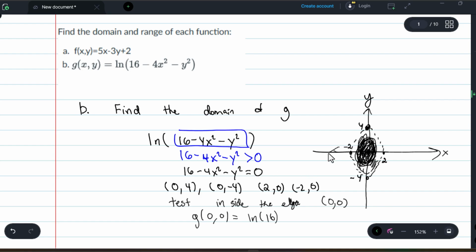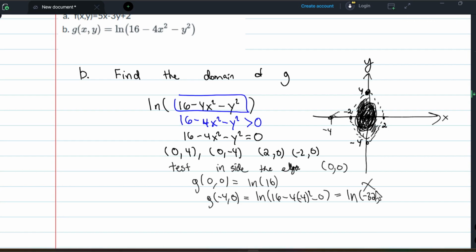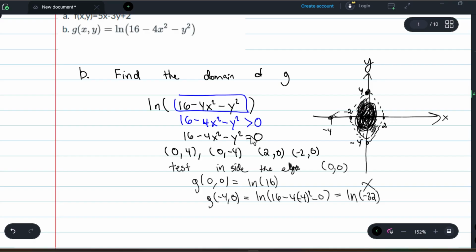Once I cross outside, though, to some point out here, like say negative 4 for my x-coordinate and 0 for my y-coordinate, I get a negative number. So a point over here, I would get a negative number inside my log, and I don't want imaginary numbers, so I'm not allowed to get a negative number inside my log. So any point outside of the ellipse is not in the domain. Because it's a log, any point on the ellipse is not in the domain, and any point outside. Only the stuff inside the ellipse is inside the domain.